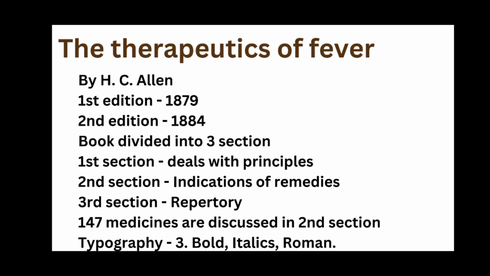Next is The Therapeutics of Fever. It is published by Dr. H.C. Allen. First edition, it is published in 1879. Second edition published in 1884. The book is divided into 3 sections. First section deals with principles. Second section deals with indications of the remedy. Third section is the repertory part. There are a total of 147 medicines discussed in the second section, that is indications of the remedy. 3 typography used: bold, italics and Roman.